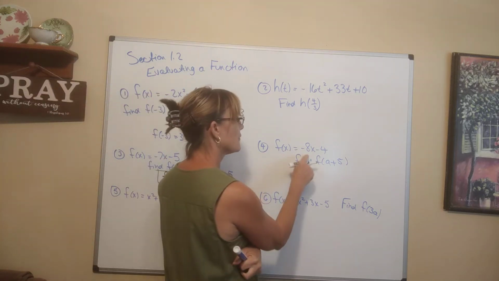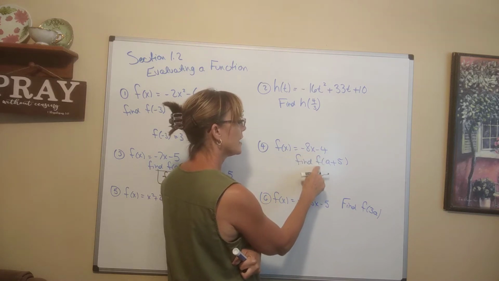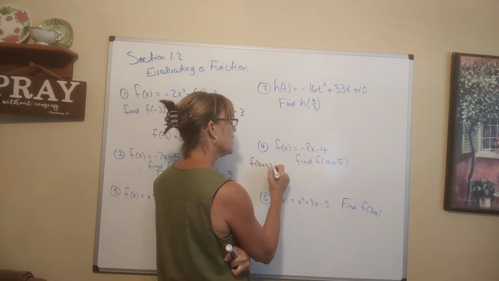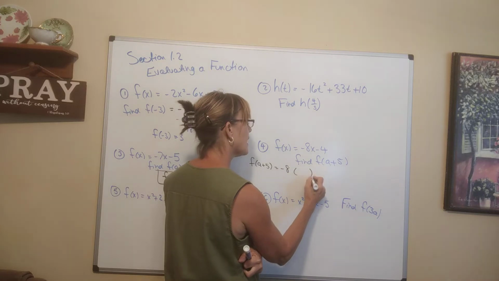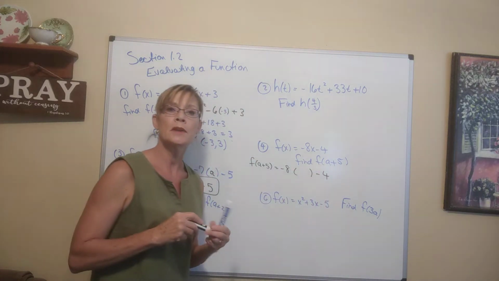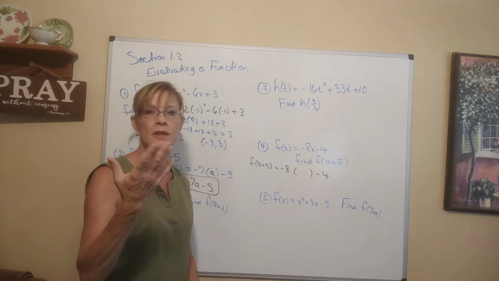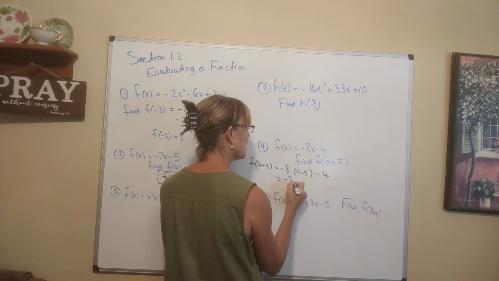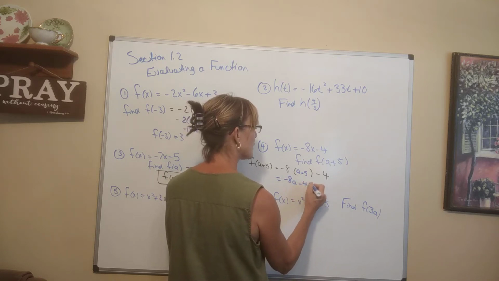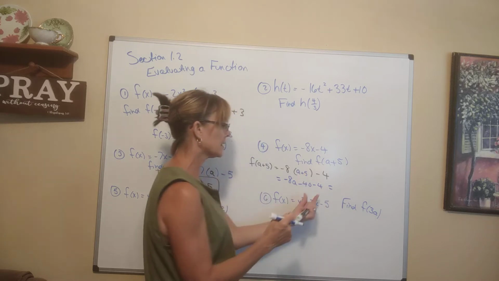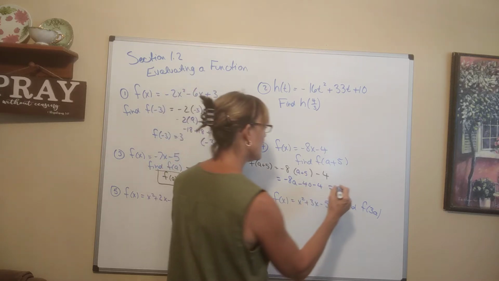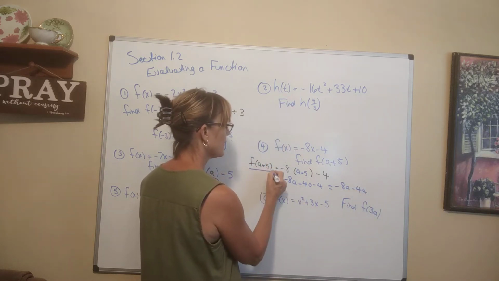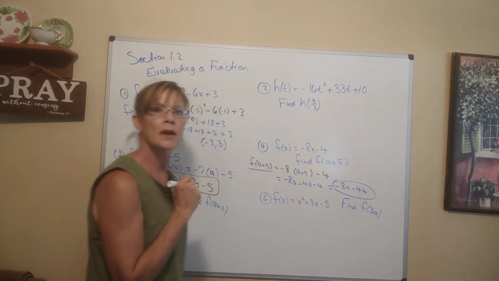Let's do number 4. Let's find f of x for negative 8x minus 4. So find f of a plus 5. So f of a plus 5 is equal to negative 8 times x minus 4. What am I supposed to put in for x? Whatever I find right here. So I put in a plus 5. And so this becomes negative 8a minus 40 minus 4. I now can combine like terms. Negative 40 plus negative 4 can become negative 44. So f of a plus 5 is equal to negative 8a minus 44.